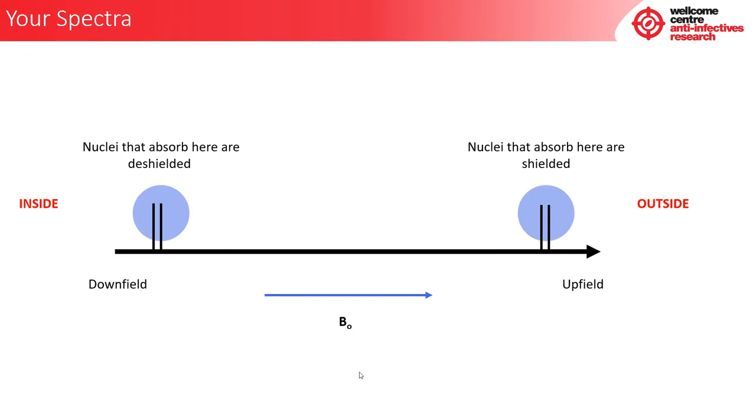So moving on from there, you need to know a few things. Your spectra, what does it look like? Your spectra typically runs from left to right. You have a downfield region, which is located on the left-hand side, and you have an upfield region that's located on the right. So let's start with the downfield region.